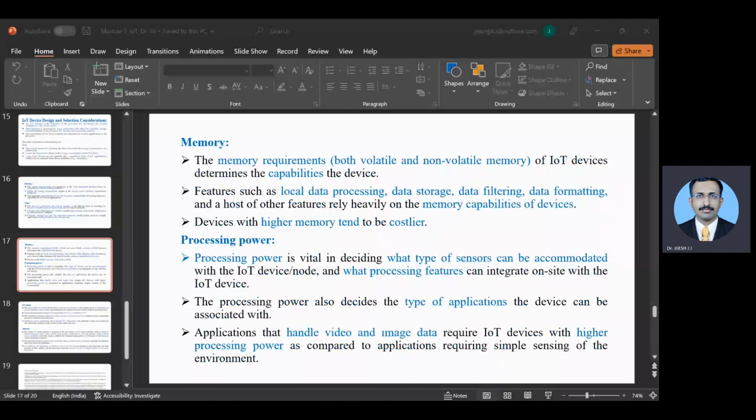Okay. In the market, all the things will be available, but based on your application, you need to make sure that your design process comes. So this is the higher processing power, which will be very important.